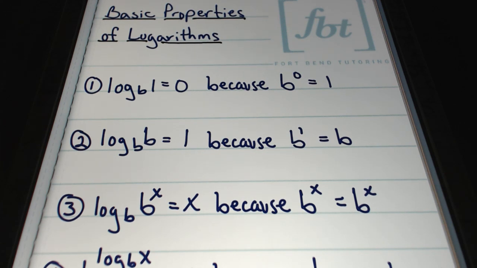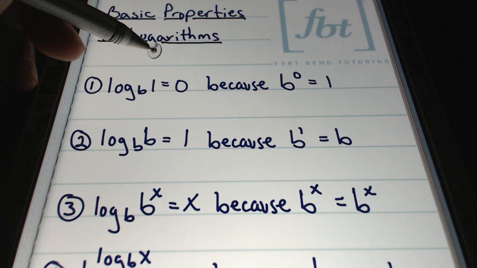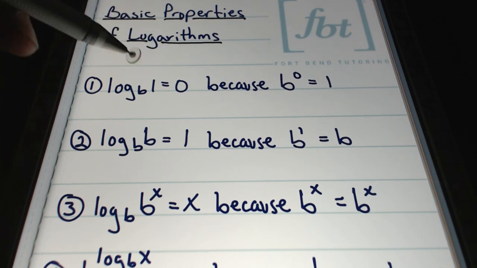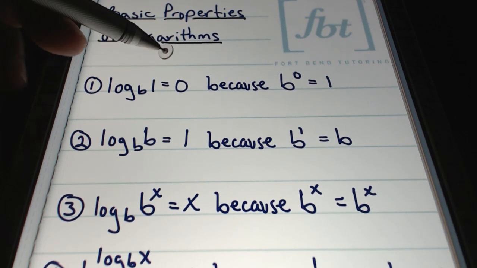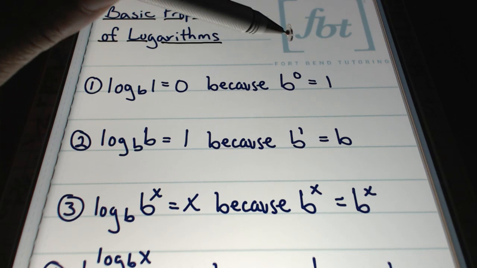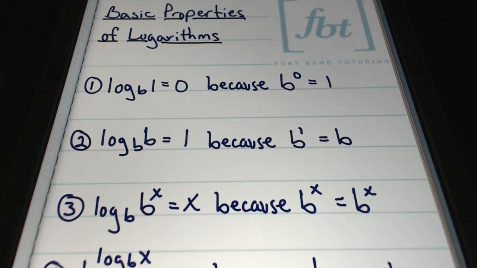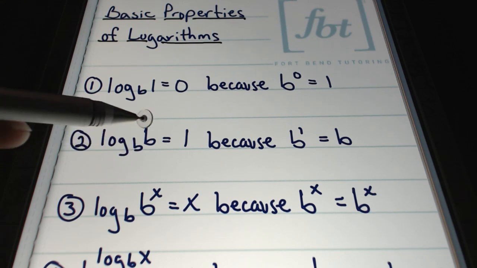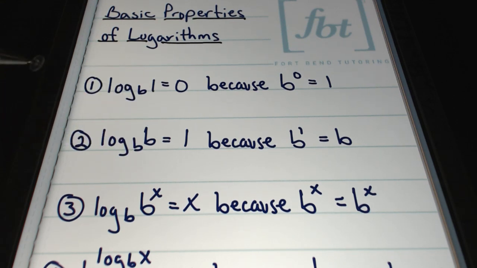Good thing you're joining us today as we're looking at these basic properties of logarithms. Here in number one, log base b of the argument 1 equals 0 because in exponential form, it would be written as b to the 0 equals 1. Number two, log base b of the argument b equals 1 because in exponential form, you would have b to the first power equals b.